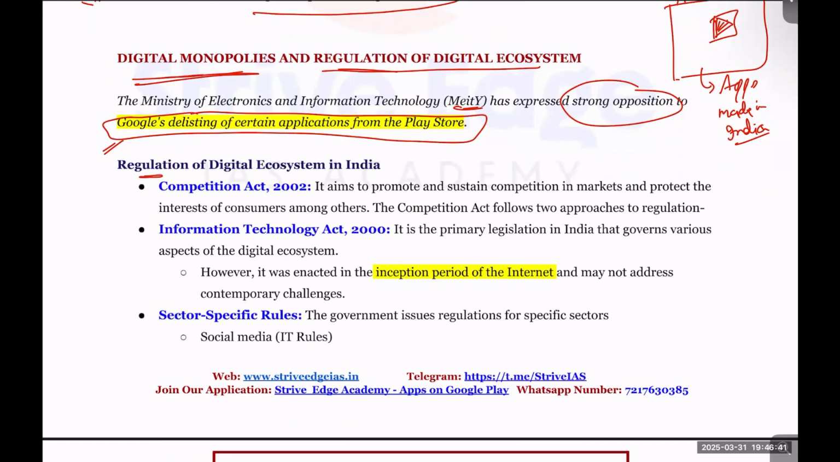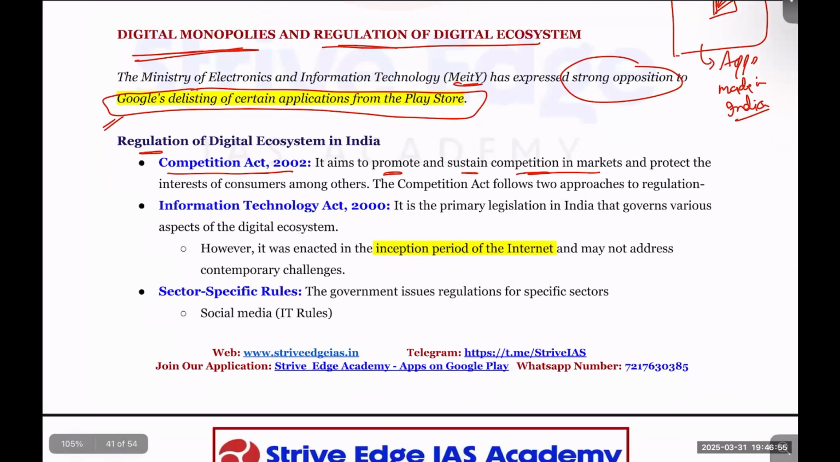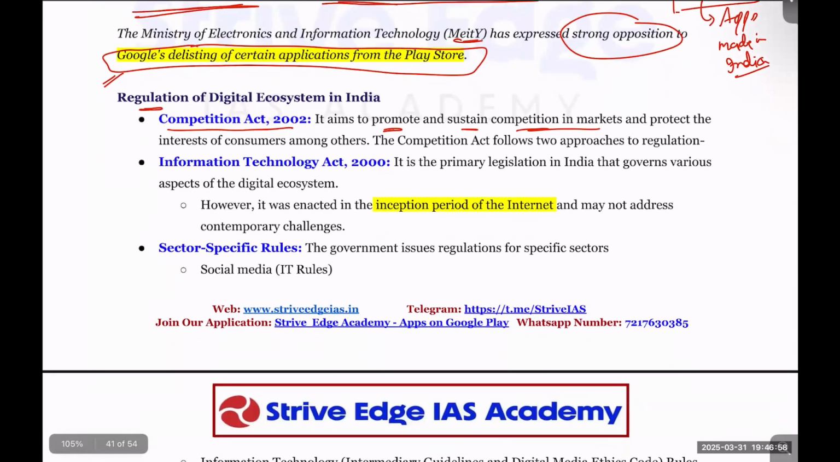You should remember the regulations of this type of digital ecosystem in India, which can reduce this type of practice. We have the Competition Act of 2002, which aims to promote and sustain competition in the market. So we already have a law with respect to competition. Next is the Information Technology Act of 2000, which is the primary legislation in India governing the digital ecosystem. But the problem is that it was enacted in the inception period of the internet, when the internet was just starting in the early 2000s.